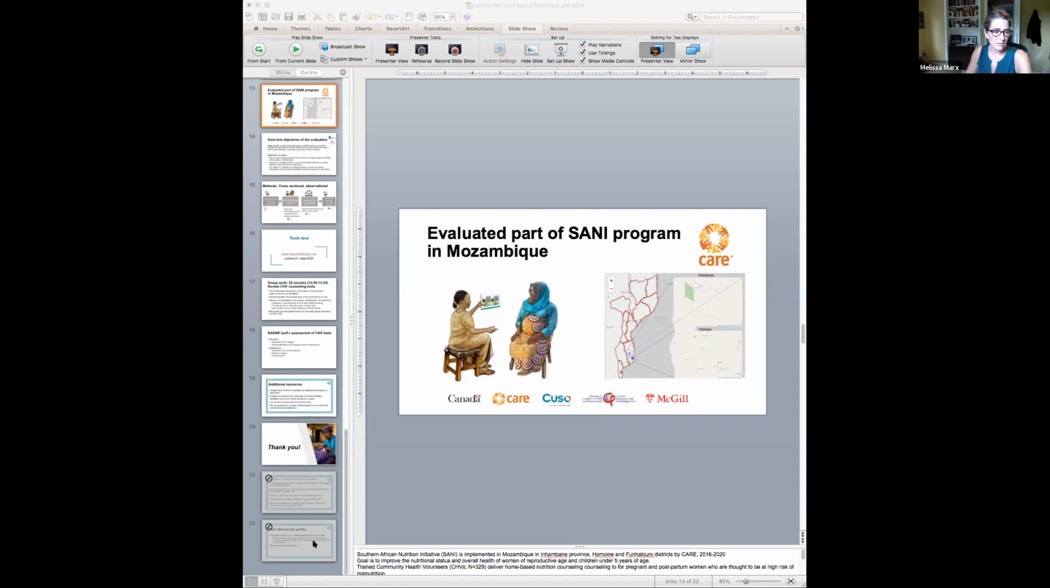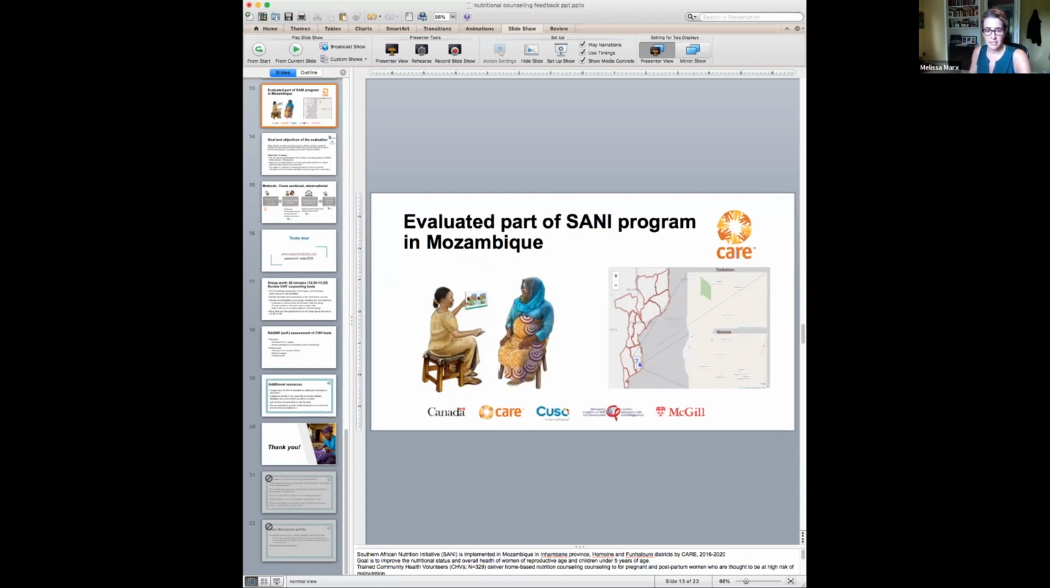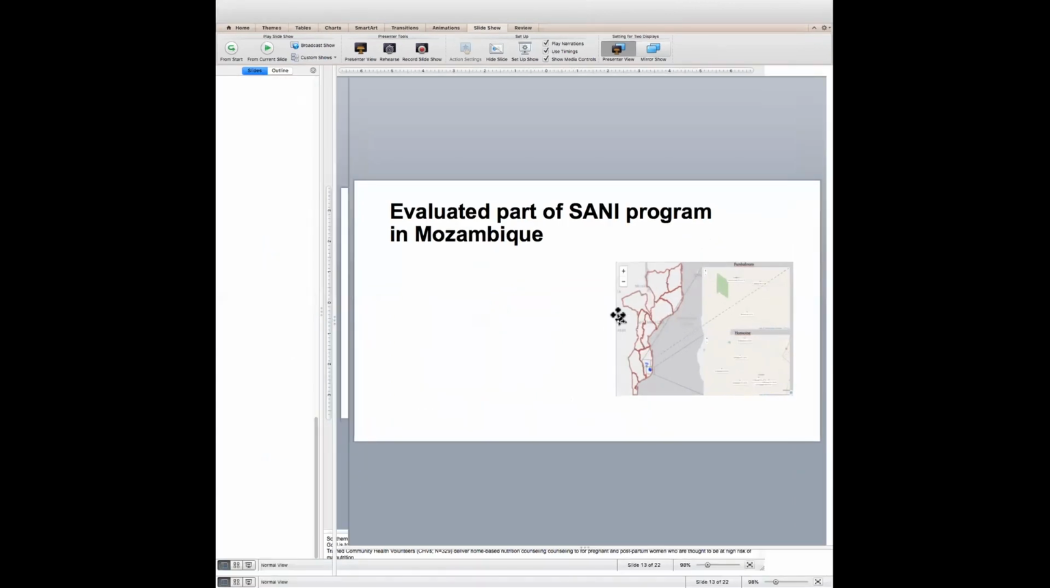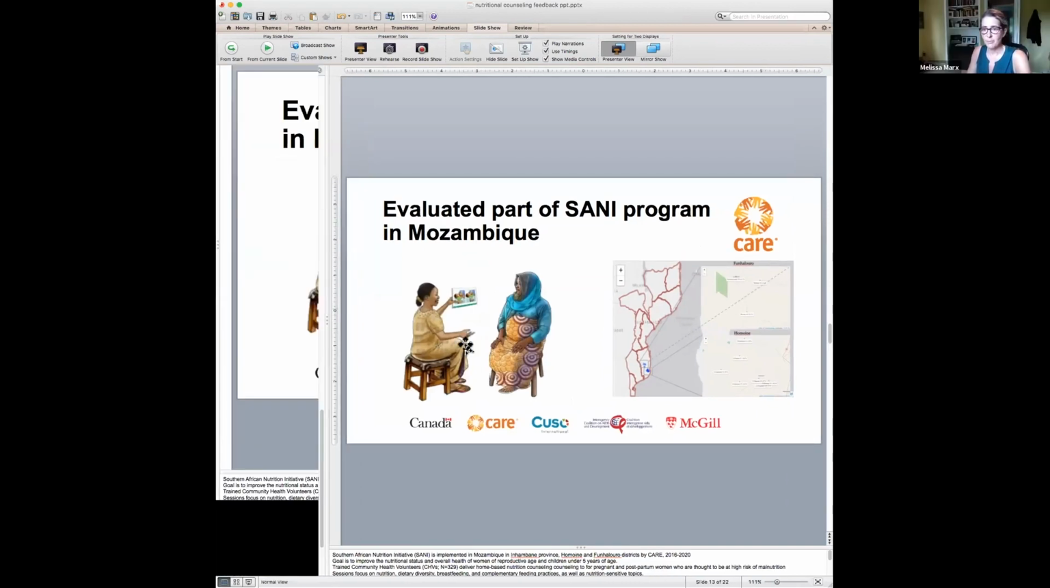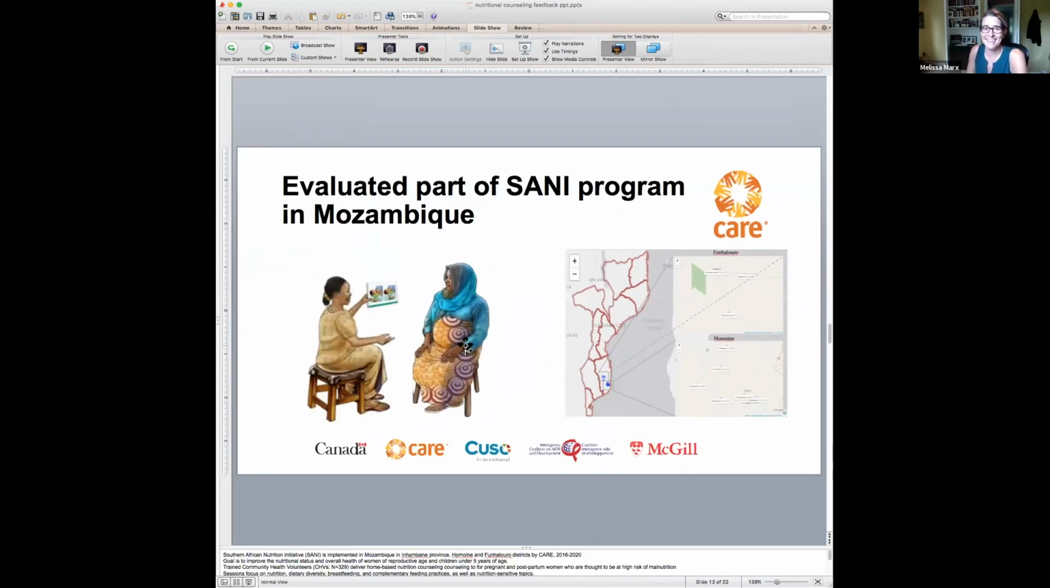Okay, the only slide I'm talking about is still this evaluation of the SANI program. Can you guys see this still? Yeah, we're seeing the image with the map and the two people. Yeah, that's fine. That's what I'm hoping to show you right now because I can't look at my notes at the same time. Can you guys see that now? Yes, we can. Okay, apologies.